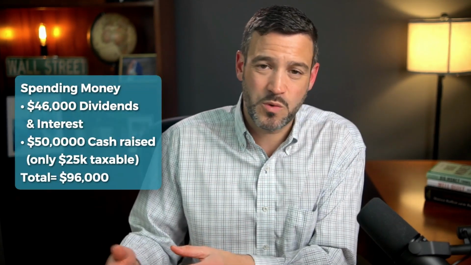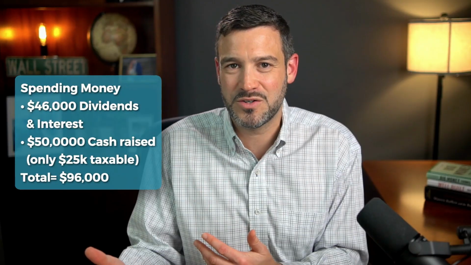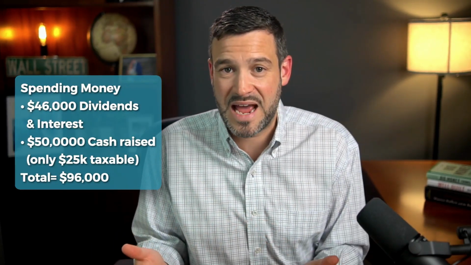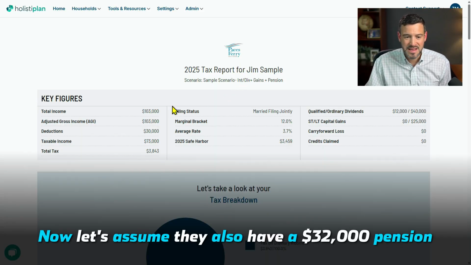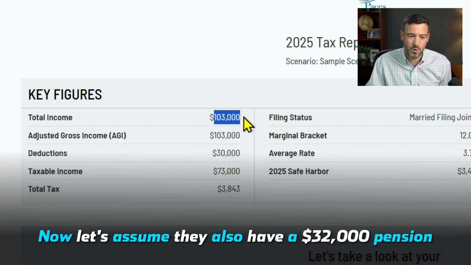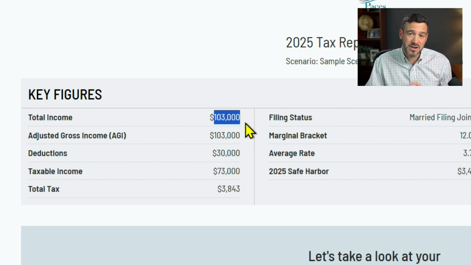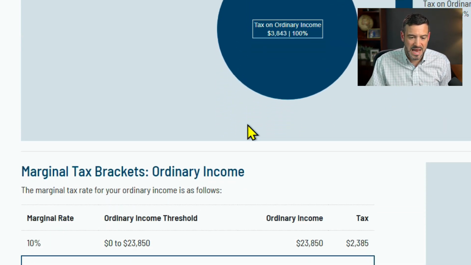So now what about a pension? Where does a pension fall within the mix? Well, building on our previous examples, we now have $46,000 worth of dividends and interest. We also have $25,000 worth of capital gains, but some of that was basis, right? So we raised $50,000, $25,000 of which is a taxable gain, and we get $96,000 worth of total spendable money. Now, if we add a pension to the mix, it's going to go straight into that total income. So it's going to go to fill that ordinary income tax bucket.